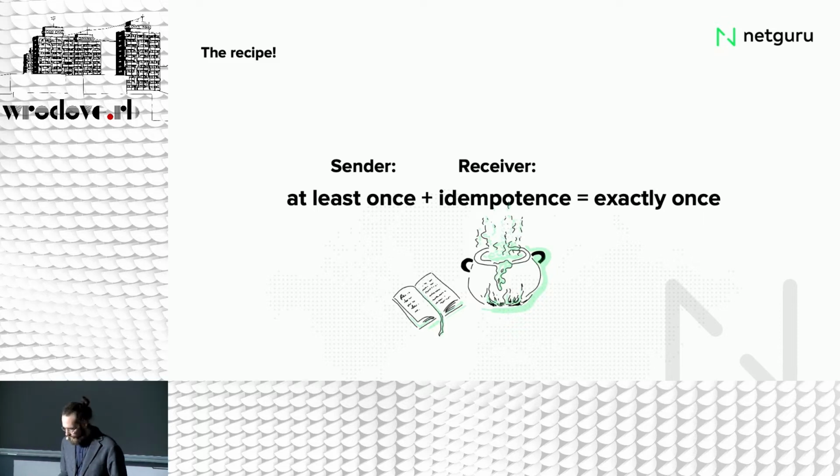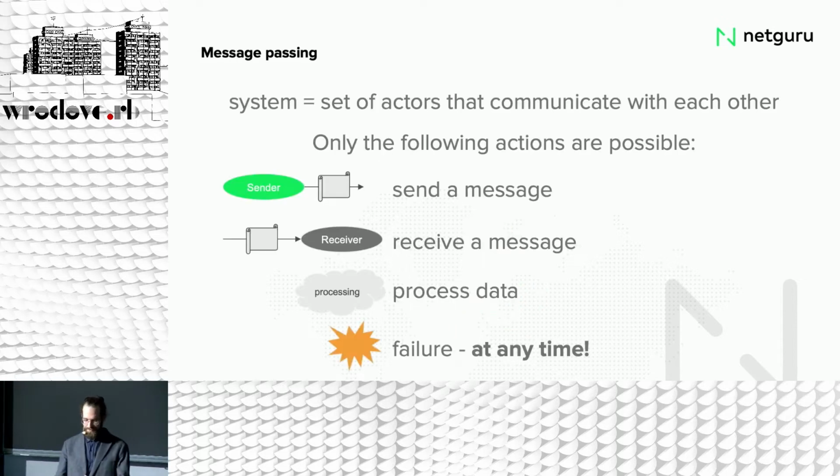And for the sake of simplicity, I will use an abstraction of message passing. So we have various actors. They send or receive messages. They also process data in between. And a very important thing is that failures can happen at any time. Anything can break. That's the most true thing in this world, and very important to remember. And this message passing can actually be applied to basically anything.